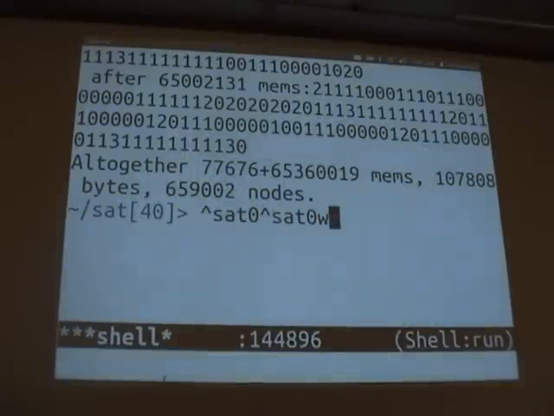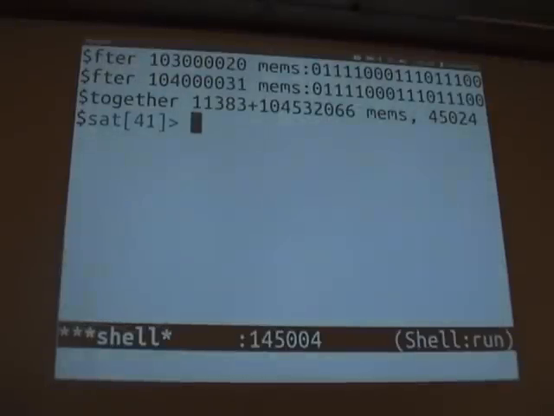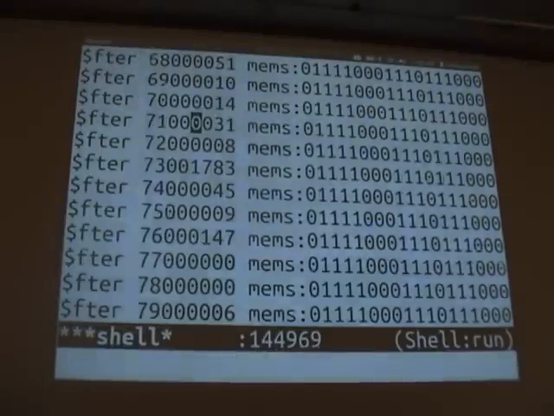Which is algorithm B, the one that I said was the teeny tiny solver. And remember, set 0 here took 65 million mems, call them megamems. Okay, so now set 0W, this algorithm B, runs, and it does it in 104 megamems, so it's a little bit longer. And again, you can watch it by this binary pattern.